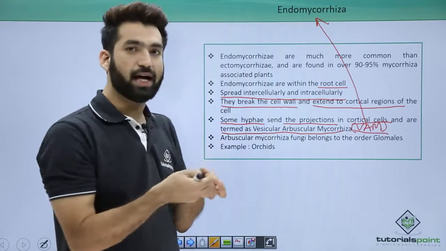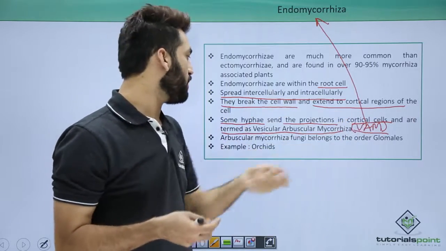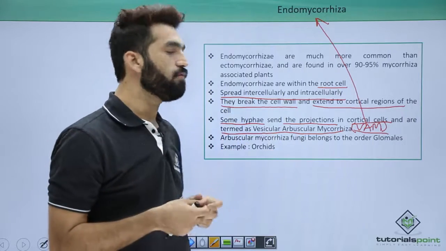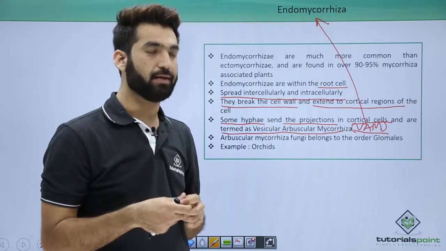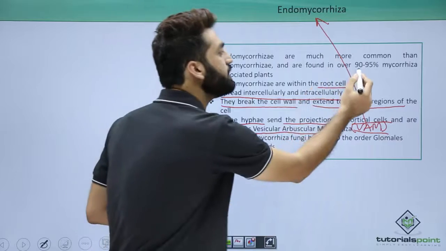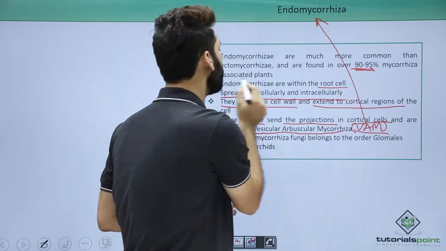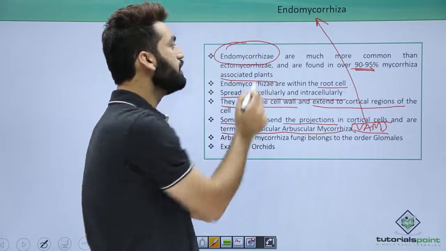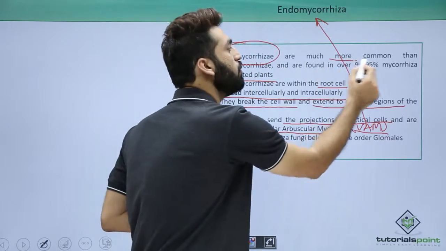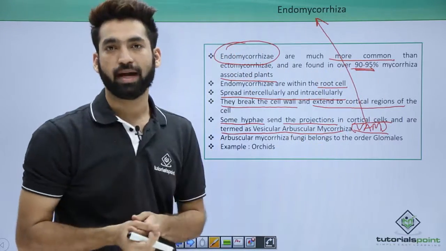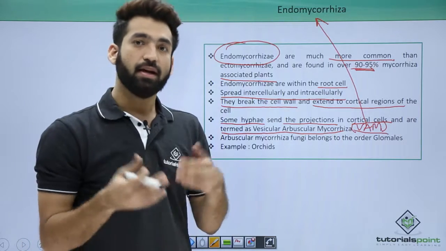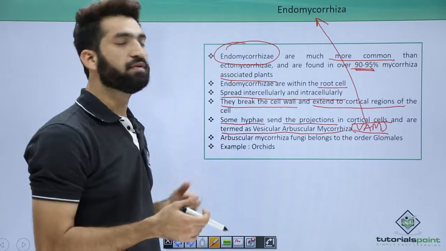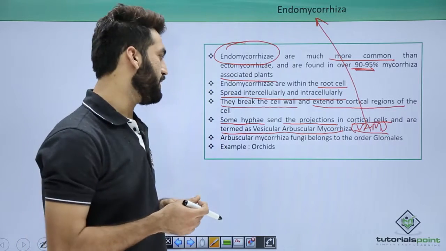What happens here? You will have these hyphae. Hyphae will be going to the cortical cell by forming some vesicle-like structure, and these are called vesicular or vascular mycorrhiza. Remember that 90 to 95% of mycorrhiza associated plants are having endomycorrhiza. So endomycorrhiza are more common among all mycorrhiza associated plants. Like if you talk about ectomycorrhiza and endomycorrhiza, most of the plants you will see with endomycorrhiza.